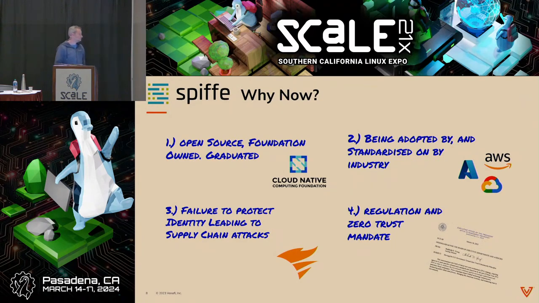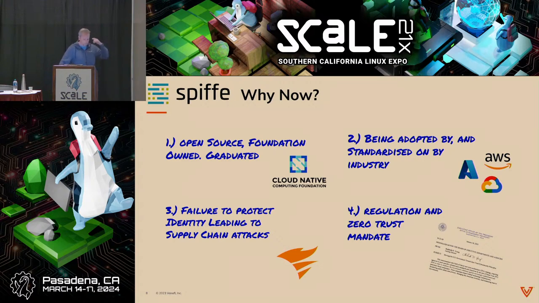Over the last 2 years, we have seen SPIFFE taking up a lot more traction. First and foremost, SPIFFE itself is fully open source. It's part of the Cloud Native Computing Foundation, and it's a graduated project in there. We've seen it being adopted and standardized on by the industry. For example, Azure has announced that they're working on a product for SPIFFE. Google is working on a product for SPIFFE. And AWS already has support for SPIFFE workloads.